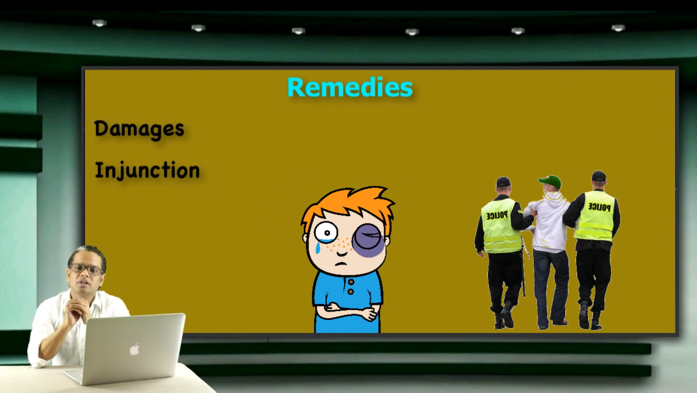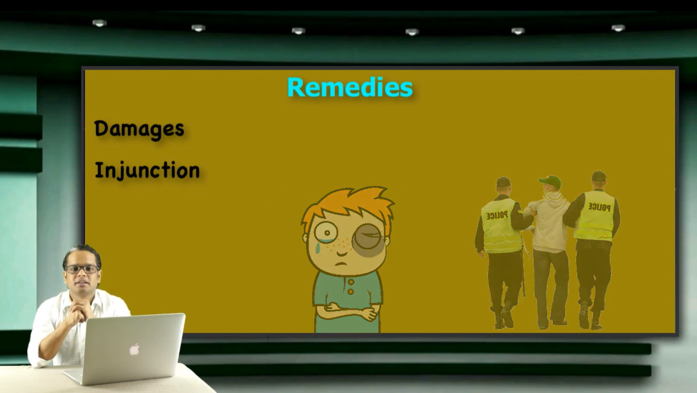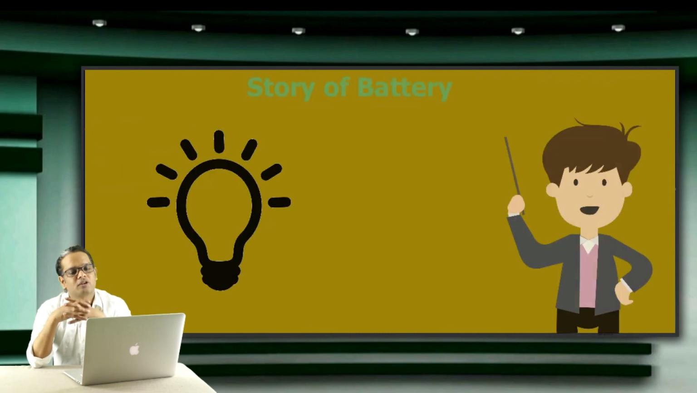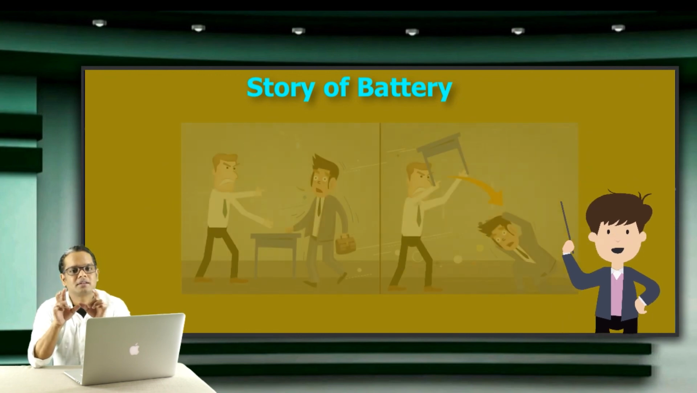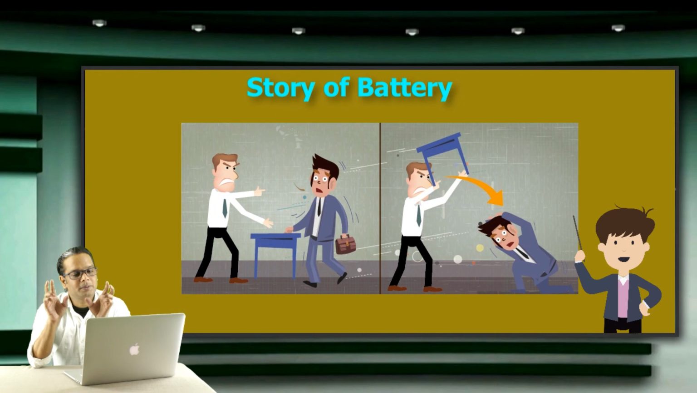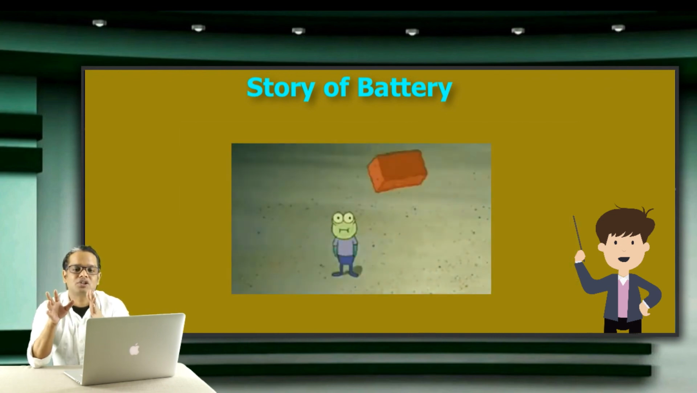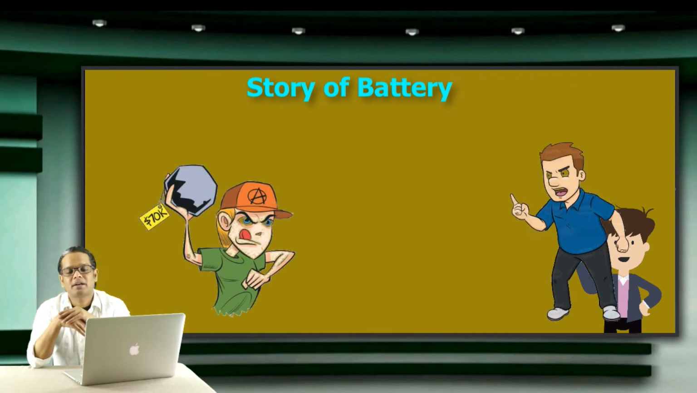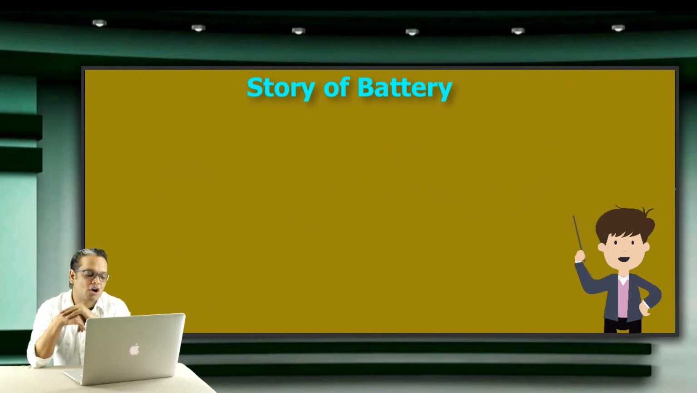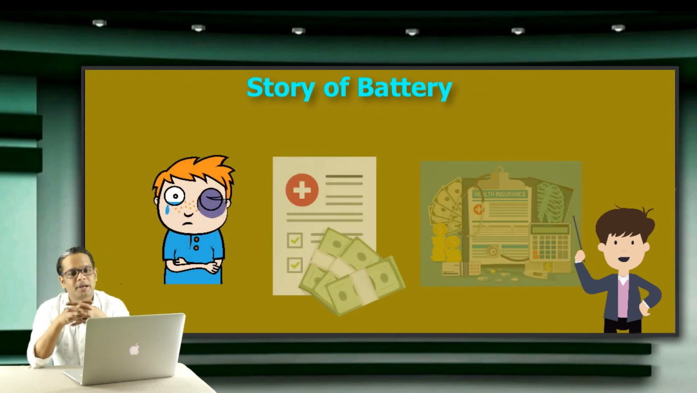So, this is the story of battery. We have understood the meaning and concept of battery, and we have also discussed the differences between tort, that is civil battery, and criminal battery. What is the basic difference between civil battery and criminal battery? We have also seen the essential elements of battery, the defense against battery, and lastly the remedies of battery.